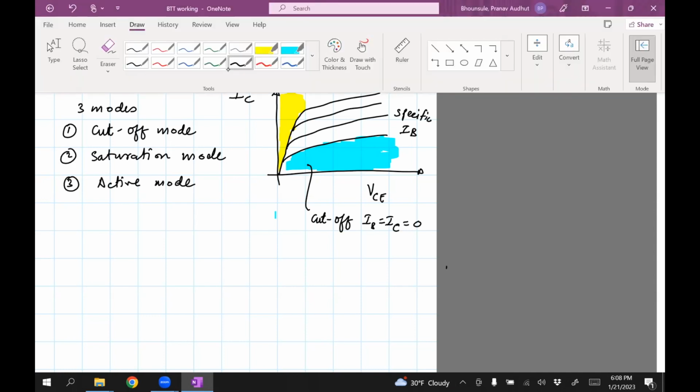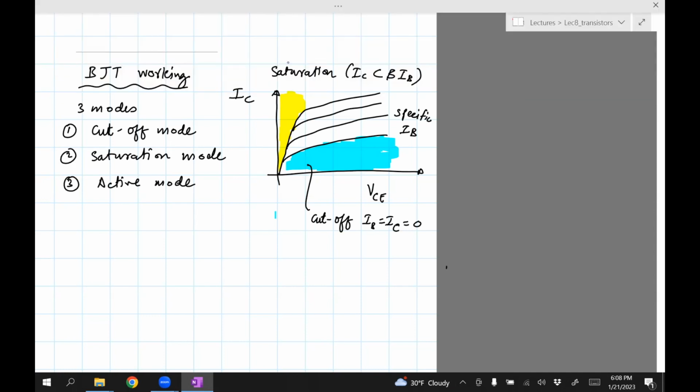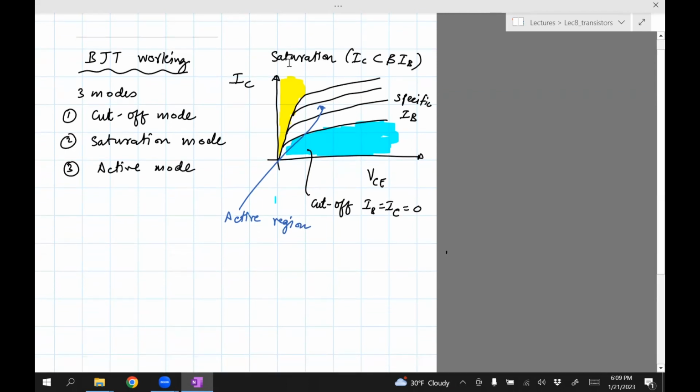The other region, which I've not highlighted, which is this part shown in white, is the active region. And this is the region of most interest for us in control. Here, we see that we can use this current IB as a control signal to control the flow of IC, the flow of charge in the collector.